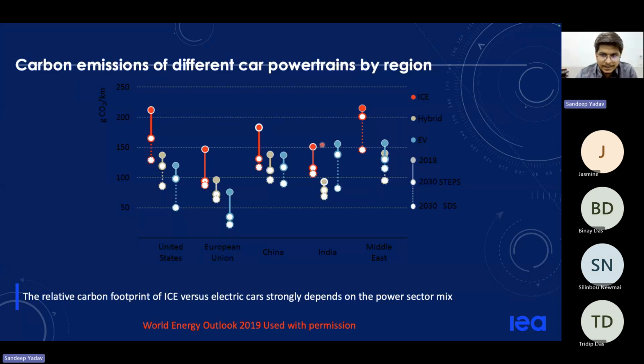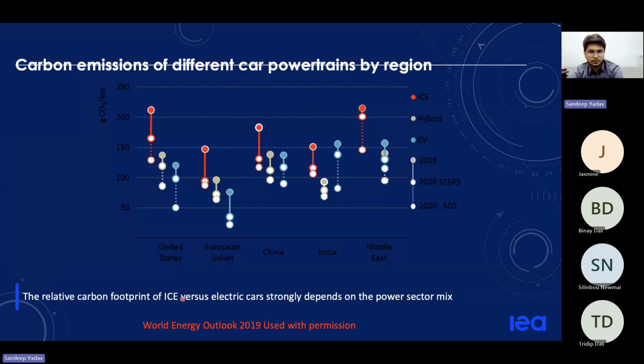Currently ICE engines are producing around 150 grams of CO2 per kilometer traveled, and in the future transition, like in 2030, it can drop down to 100. And if we see the EVs, they are currently more than 150. In the future, as the energy mix changes, it can drop down to less than 100. So currently it's not that efficient, but in future it may emit less CO2.